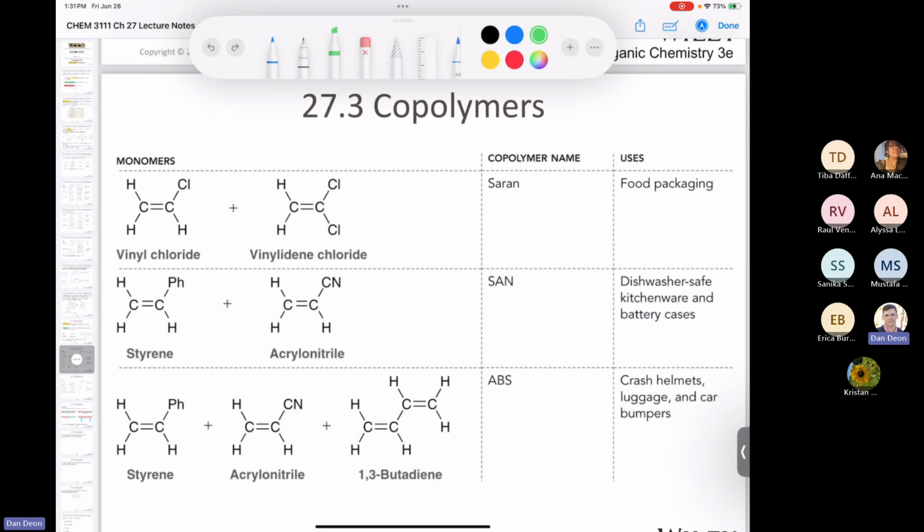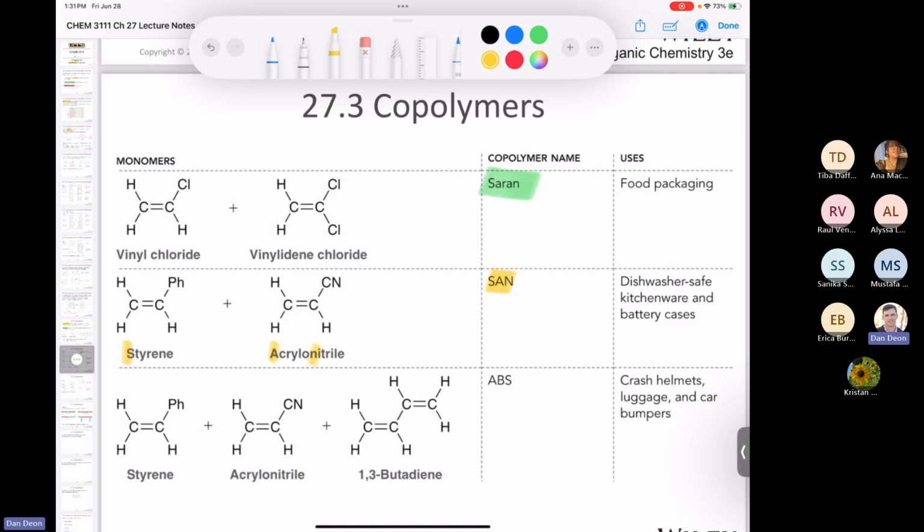I think everybody who's hearing the sound of my voice is going to recognize saran, which is found in saran wrap or any kind of plastic wrap, which again is made from vinyl chloride and vinylidene chloride. Then the next one is SAN. And SAN comes from styrene and acrylonitrile. SAN is found in things like battery cases. So if you have a boat and you put a battery inside of it, or dishwasher safe kitchenware. That's things like cheap plastic that you can put in the microwave, like Tupperware.